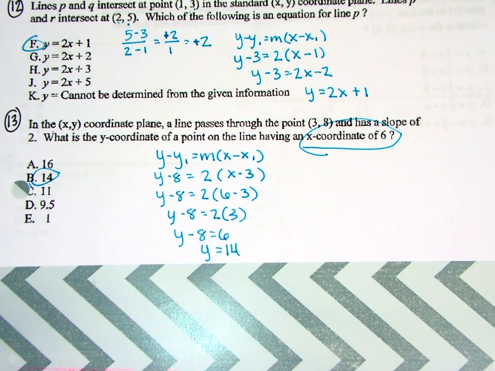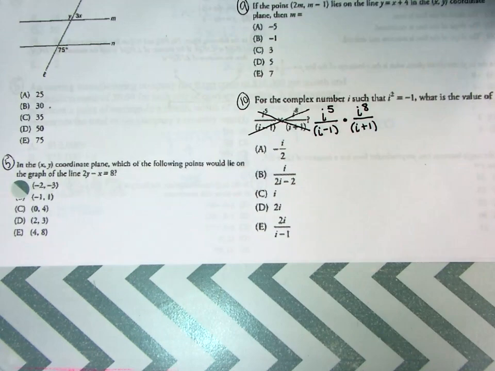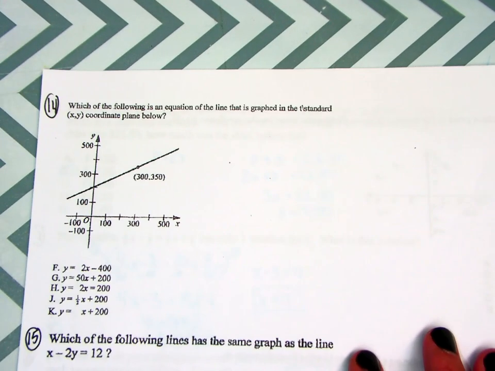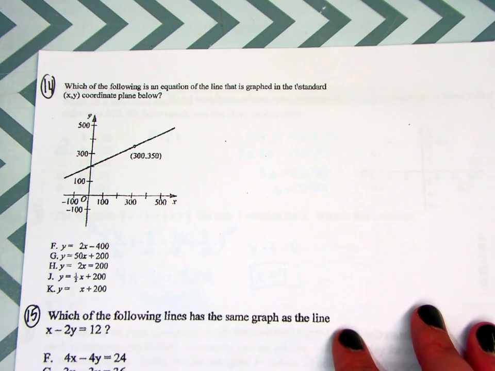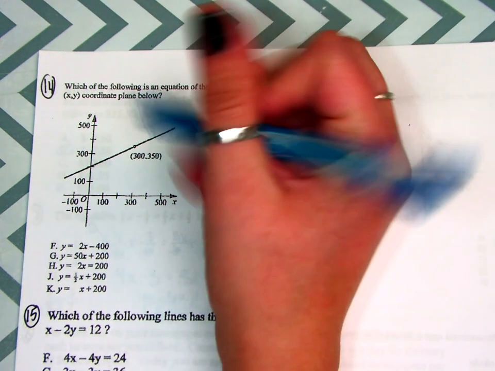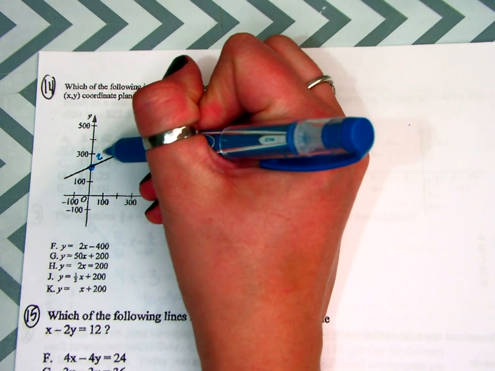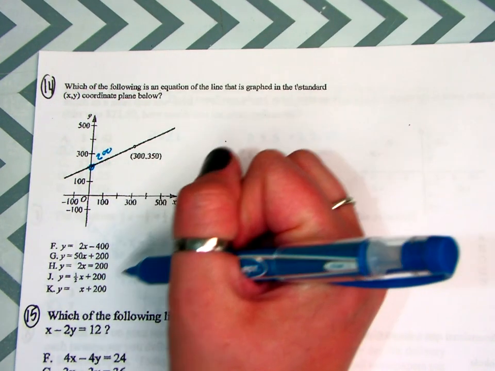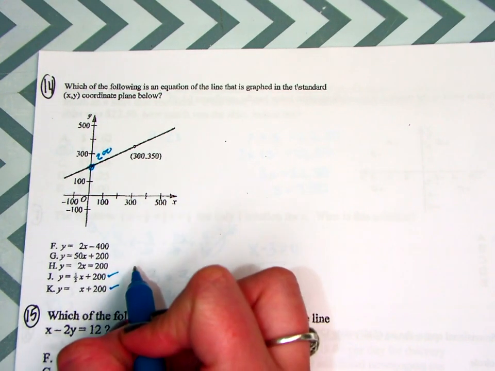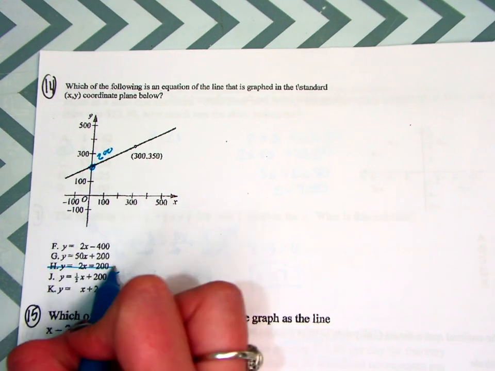All right, on the last page, number 14. My page is flying around. Number 14 wants to know which equation represents the graph below. So first thing I would do is look at the y-intercept. So the y-intercept here is 200. So I'm looking for a positive 200 here. So this one counts. We're good. I don't know what that is. That one's out. That's negative.